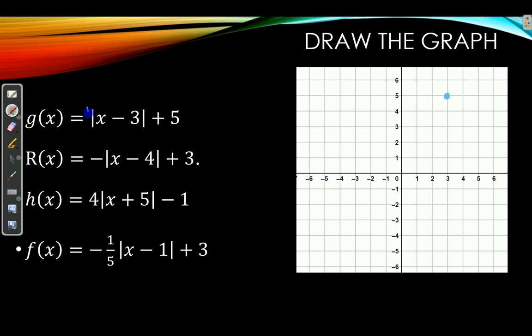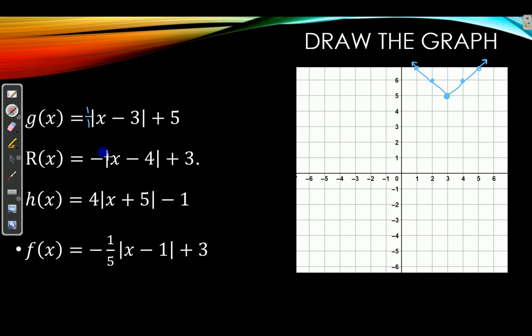Now, we have to do our slope from that point. Mine has an invisible 1 over 1 in the front, so I'm going to go up 1 over 1. That's where my next dot is. That's the first part of my V, and it mirrors on the other side. So when I go backwards, I go over 1, up 1 as well. Make sure it makes a V. It should be the same on the left as it is on the right.